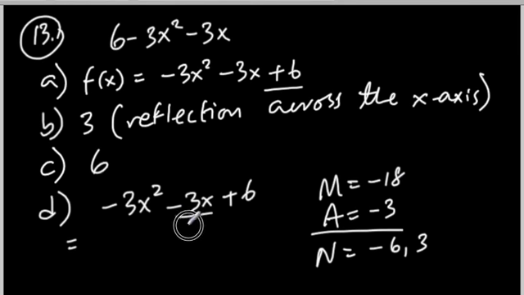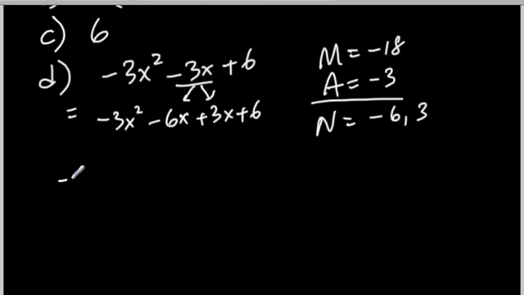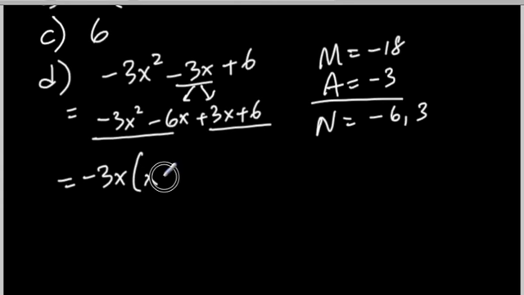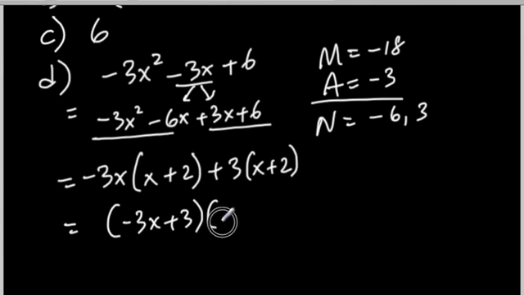So remember, the middle term splits into negative 6 and 3. So it's minus 3x squared minus 6x plus 3x plus 6. So we group the first 2 and we group the last 2. So it's minus 3x, and it's going to be x plus 2. And then we factor this out, so it's going to be 3x plus 2. And so we have minus 3x plus 3, and it's going to be x plus 2.